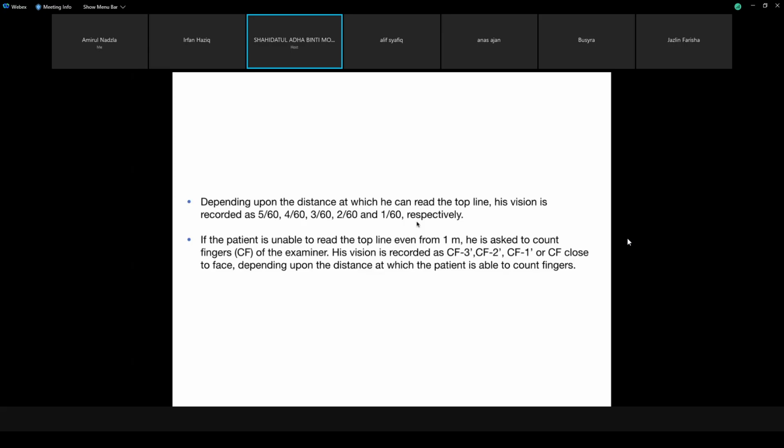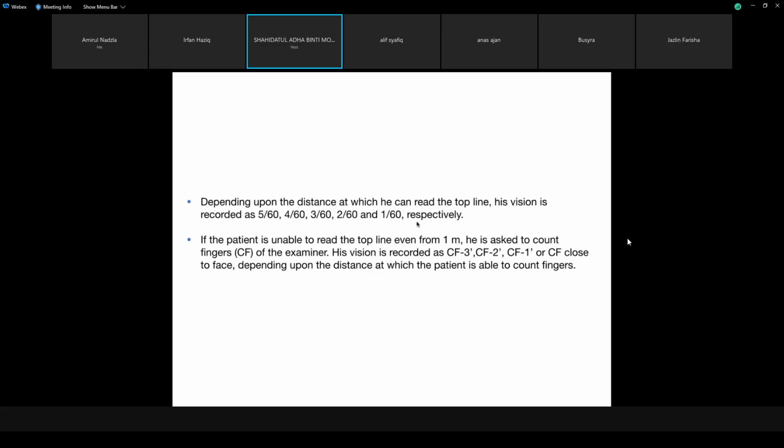So what does 1/60 mean? Okay, in normal subject, they can see the letter at 60 meter. From 60 meter boleh nampak dah huruf tu. Tapi the current tested subject boleh nampak cuma dekat 1 meter je. Nak tunjuk berapa dia punya discrepancy, betapa very bad the vision is.